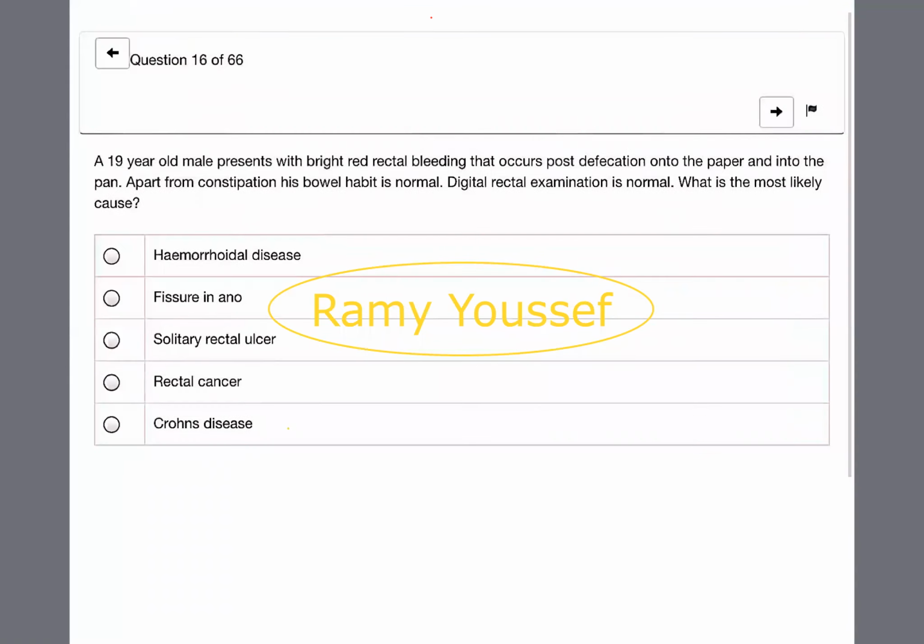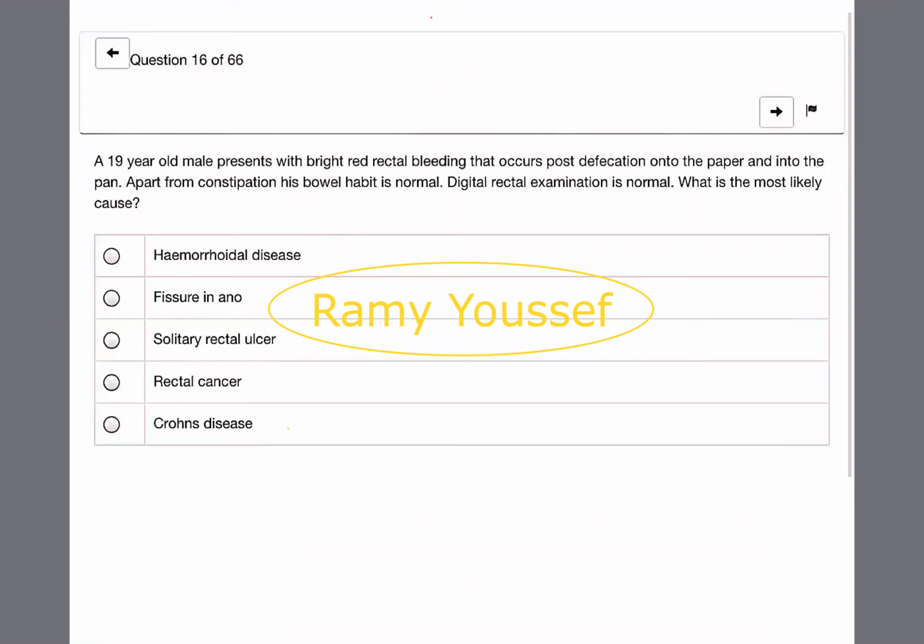Okay, next question. A 19-year-old male presents with bright red rectal bleeding that occurs post-defecation onto the paper and into the pan. Apart from constipation, his bowel habit is normal. Digital rectal examination is normal. What is the most likely cause? A, hemorrhoidal. Painless or painful bleeding? He didn't mention, so painless.